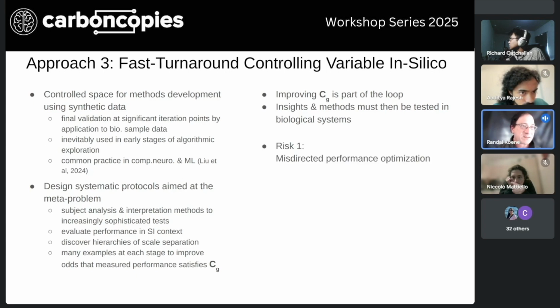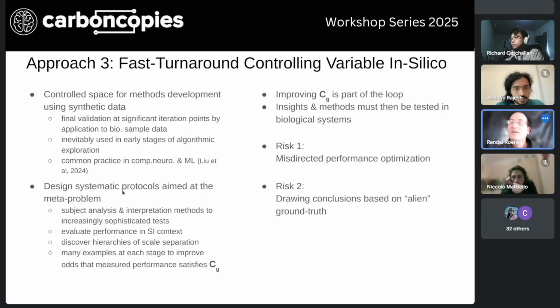There are, of course, risks. One of these I'm calling misdirected performance optimization. If a specified set of success criteria is insufficient, or if emergent criteria are not sufficiently tested by corresponding validation metrics, then offering a challenge and performance scores will lead competing methods or algorithms to optimize performance in a manner that could be misleading. The second risk: drawing conclusions based on what I'm calling alien ground truth.